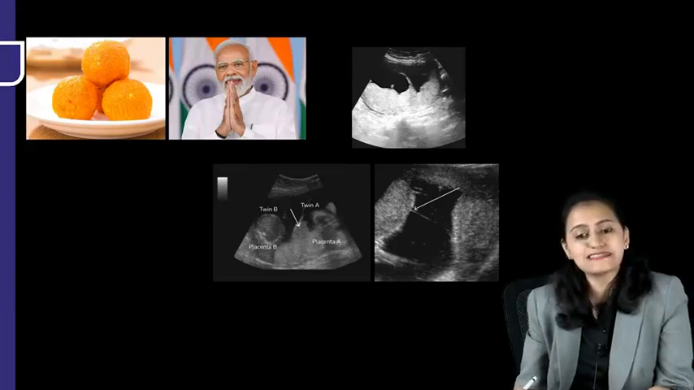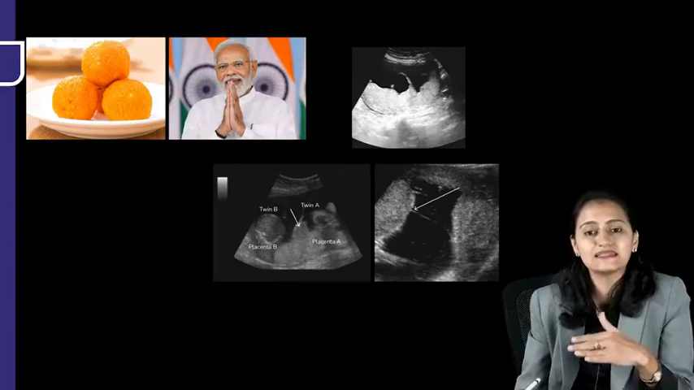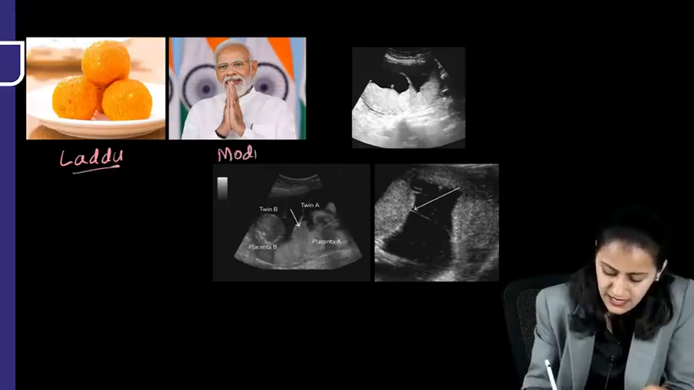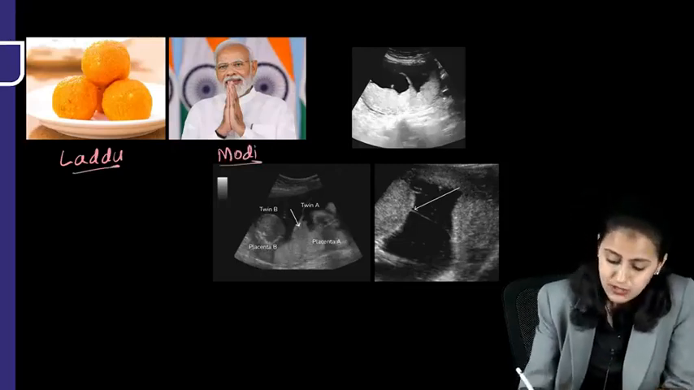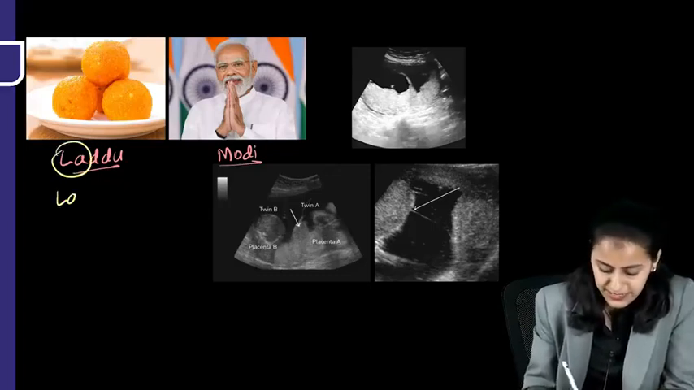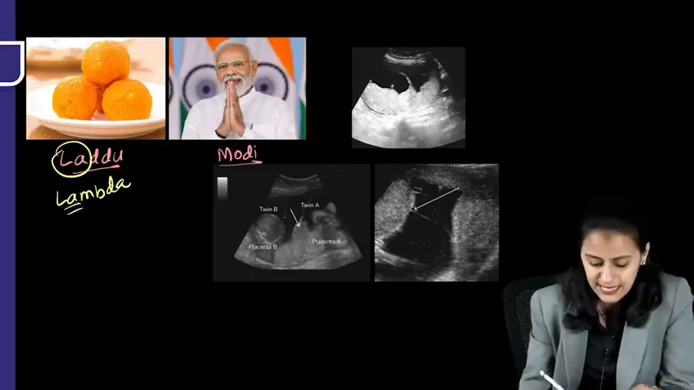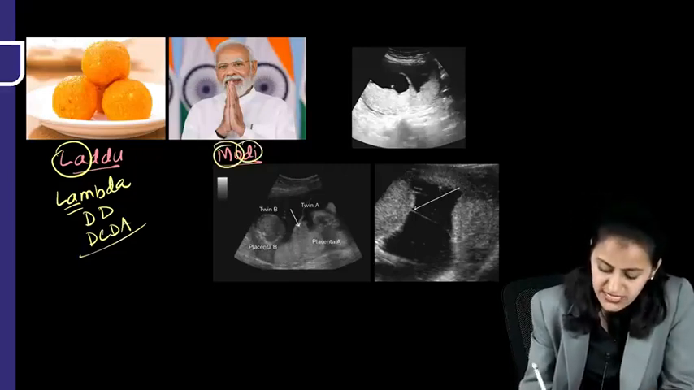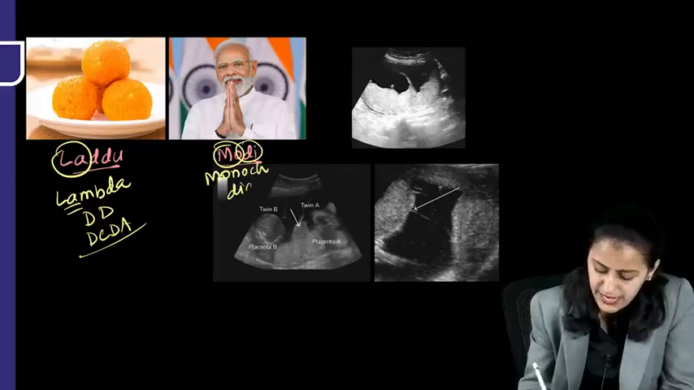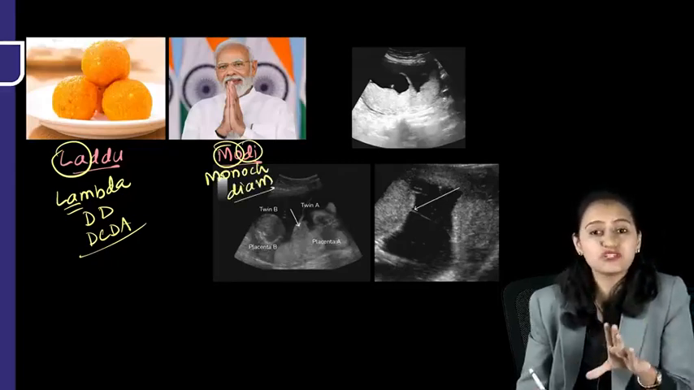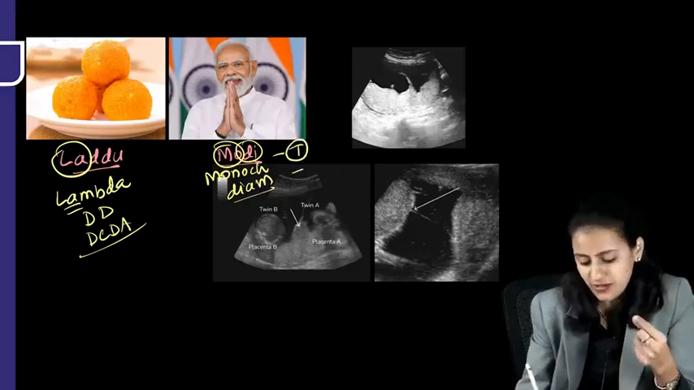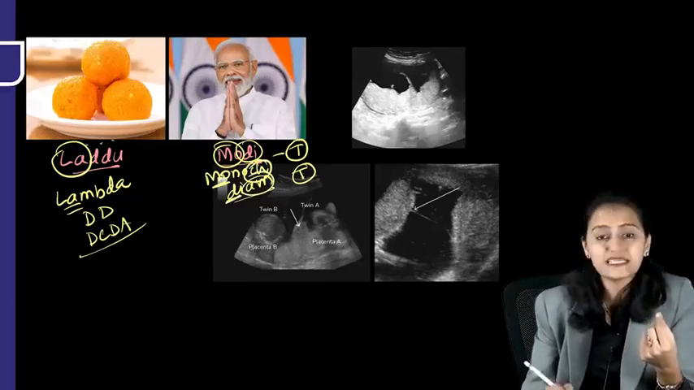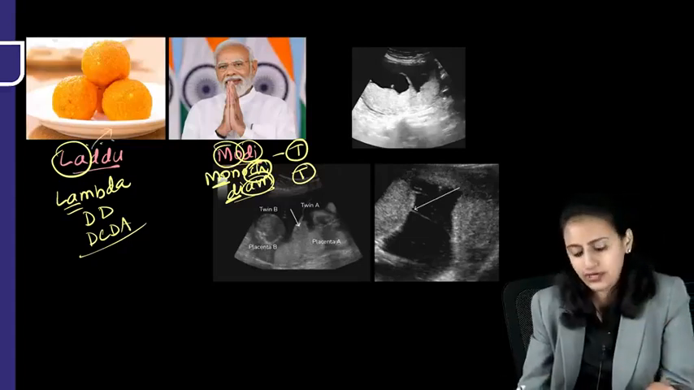Next one, in the twin pregnancy, where do we see the lambda sign and the T sign? So remember the mnemonic, which is Laddu, and this is our Modi ji, respected Modi ji, right? So what is Laddu standing for? Laddu is lambda, that is LA, which is seen in DD, that is dichorionic, diamniotic pregnancy. Modi is monochorionic, diamniotic, and Modi ji, most famous T wala in the country, right? So remember that is the T sign. So Modi is monochorionic, diamniotic, Laddu is lambda sign, dichorionic, diamniotic.